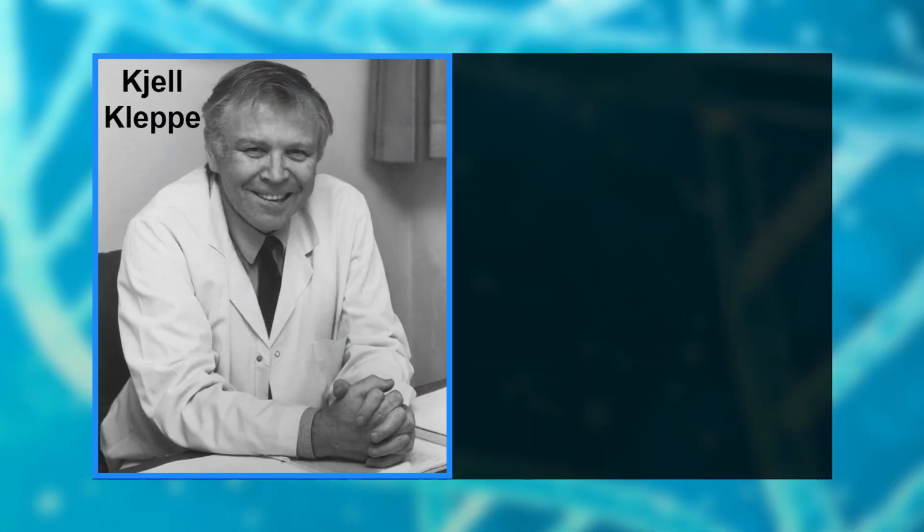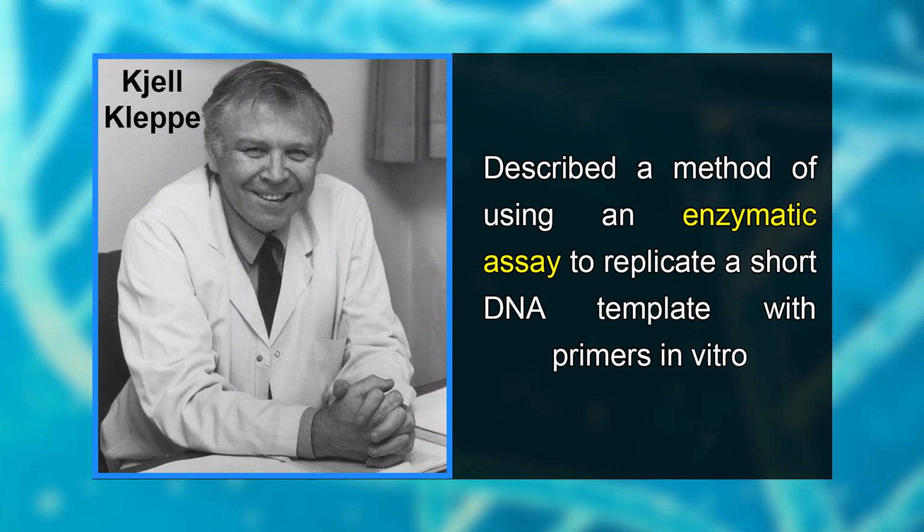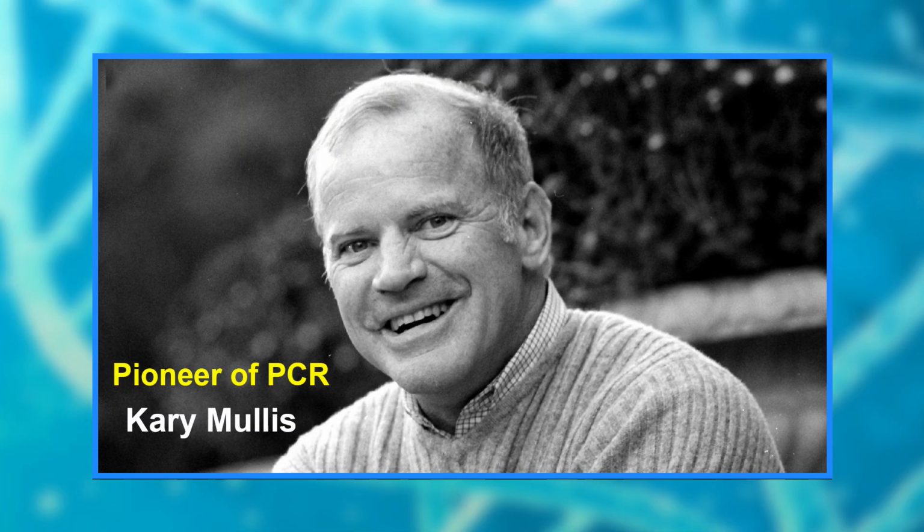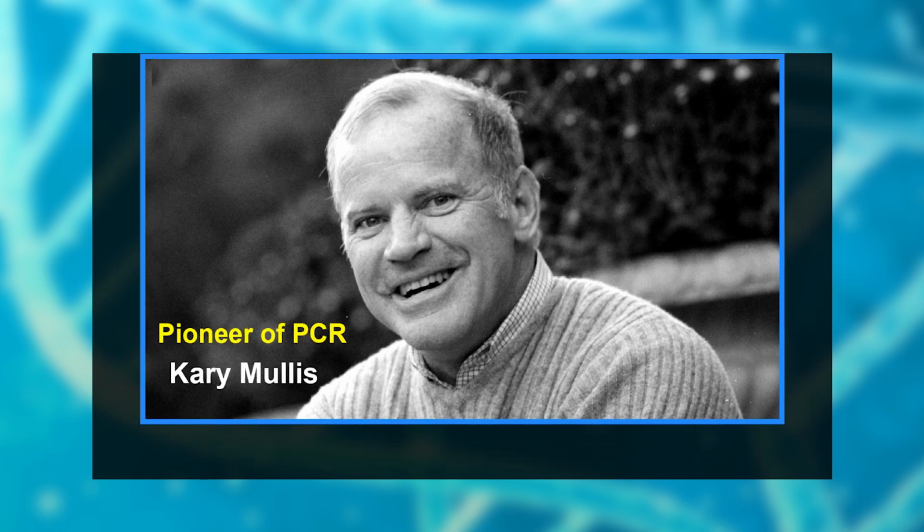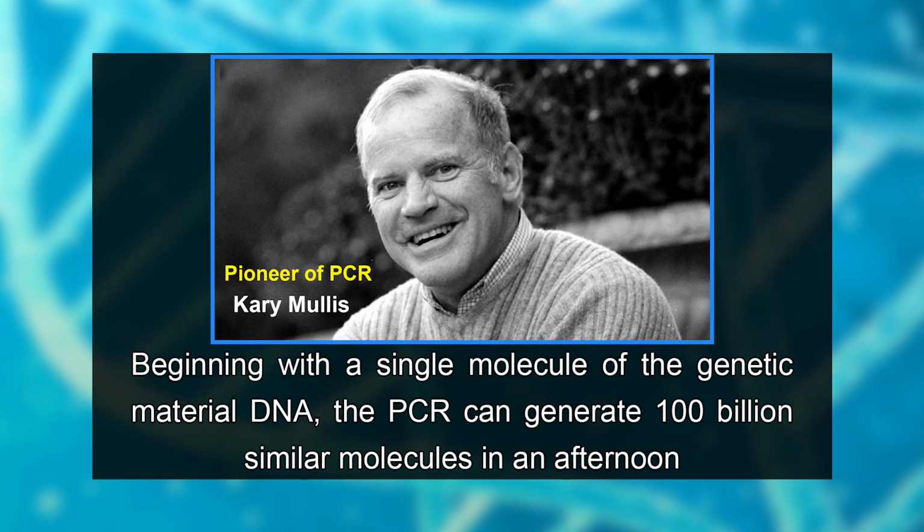In 1971, Kleppe and co-workers first described a method of using an enzymatic assay to replicate a short DNA template with primers in vitro. However, this early manifestation of the basic PCR principle did not receive much attention at the time, and the invention of the polymerase chain reaction in 1983 is generally credited to Kary Mullis. Mullis summarized the procedure: beginning with a single molecule of the genetic material DNA, the PCR can generate 100 billion similar molecules in an afternoon.